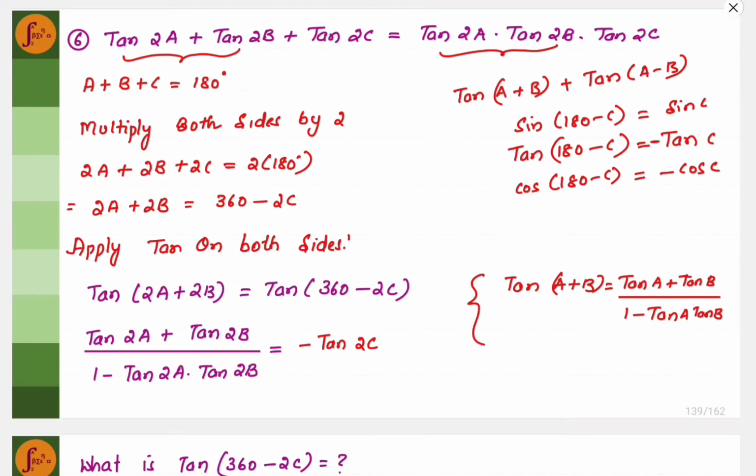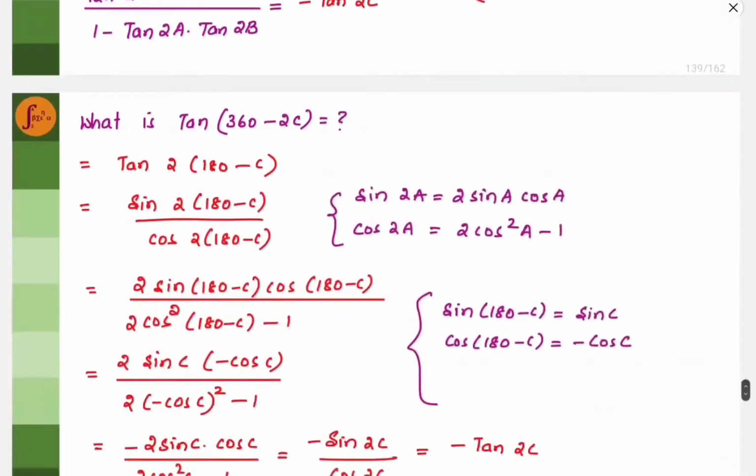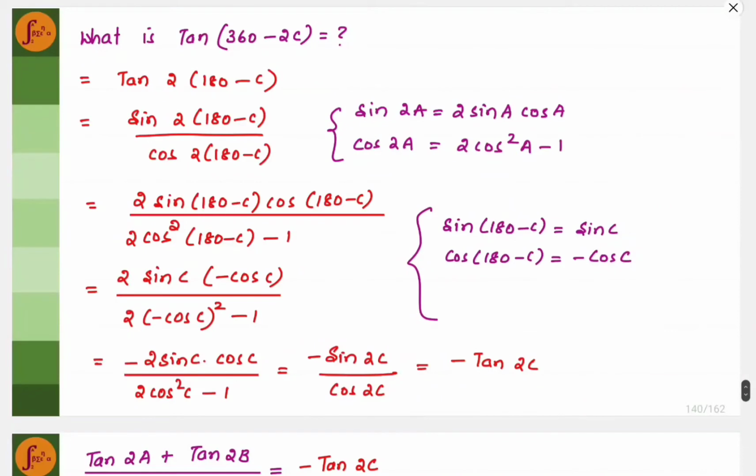You can write this entire expression as tan 2 into (180 minus C). So instead of minus tan C, I'll write it as minus tan 2C. There is a derivation here. I have derived this entire thing. How am I telling that tan(360 minus 2C) is minus tan 2C? This is just for your understanding. What I have done is, I have written tan(360 minus 2C) as tan 2 into (180 minus C).